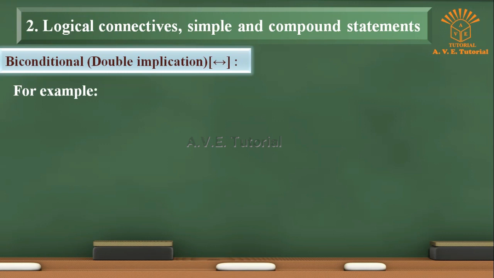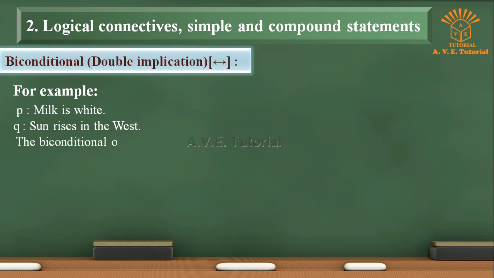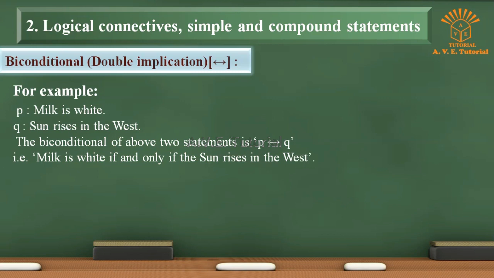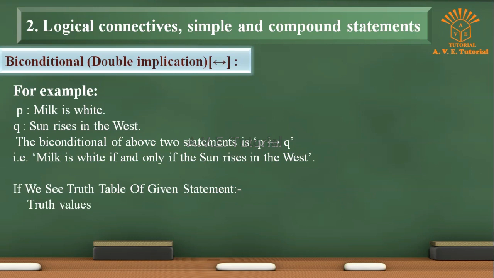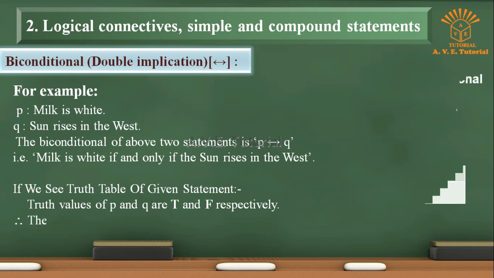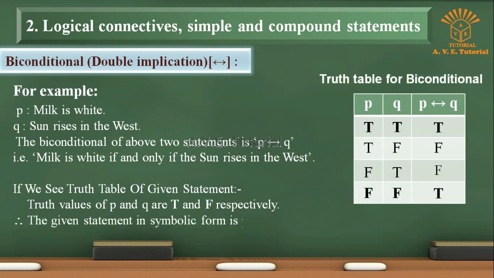For example, statement P, milk is white. Statement Q, sun rises in the west. The biconditional of above two statements is P biconditional Q. That is, milk is white if and only if the sun rises in the west. If we see truth table of given statement, truth values of statement P and Q are true, that is T, and false, that is F respectively. Therefore, the given statement in symbolic form is P biconditional Q, that is T biconditional F is F. Therefore, truth value of given statement is false F.